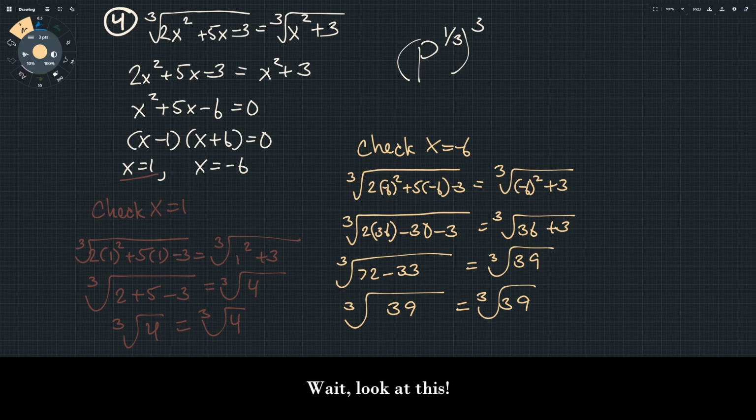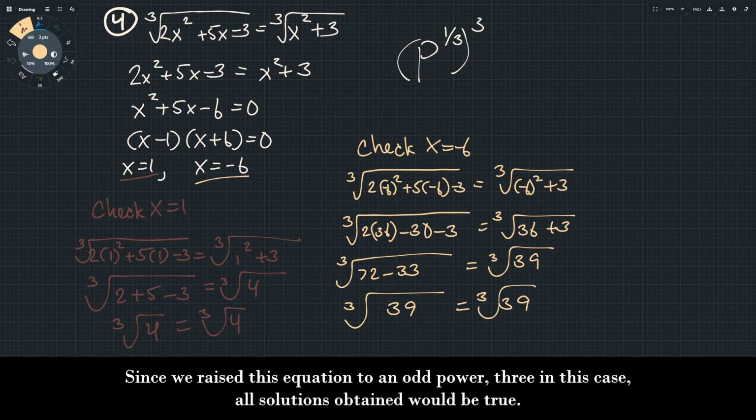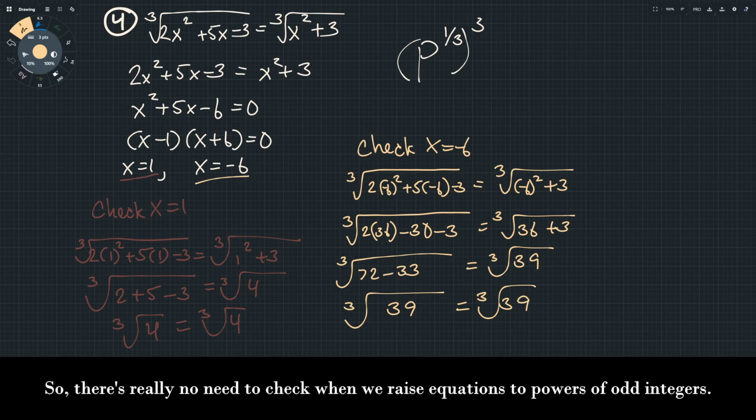Wait, look at this. Both solutions are acceptable. This is because extraneous solutions may only arise when we raise both sides of an equation to an even integer. Since we raise this equation to an odd power, 3 in this case, all solutions obtained would be true. So there's really no need to check when we raise equations to powers of odd numbers.